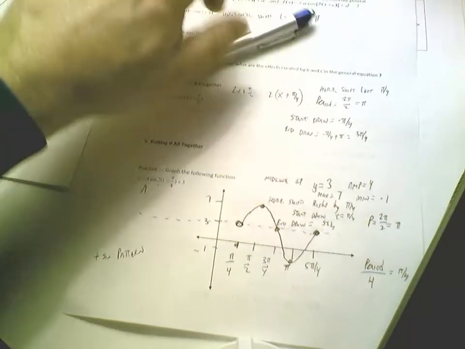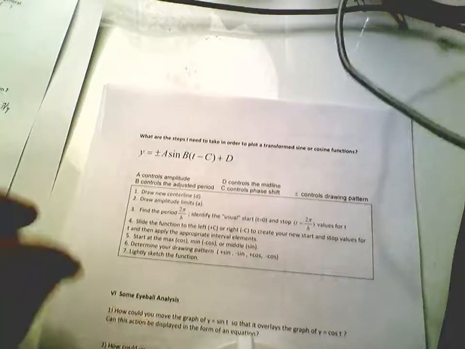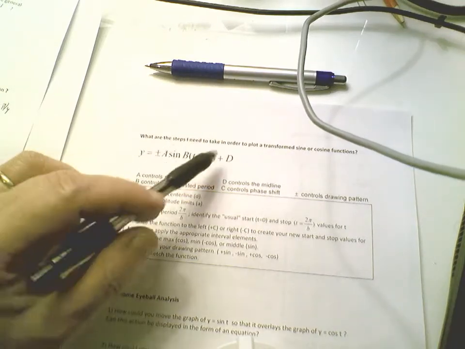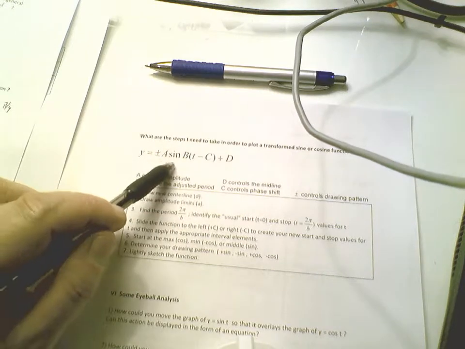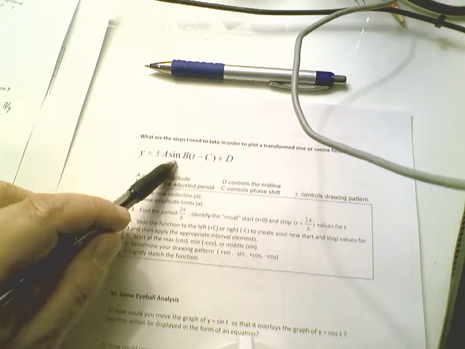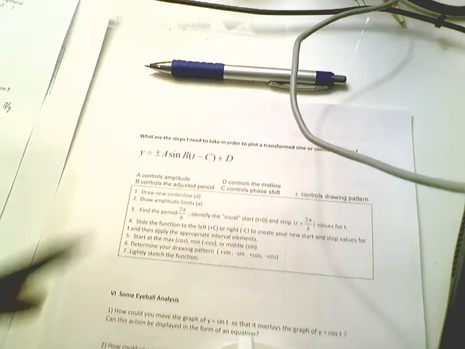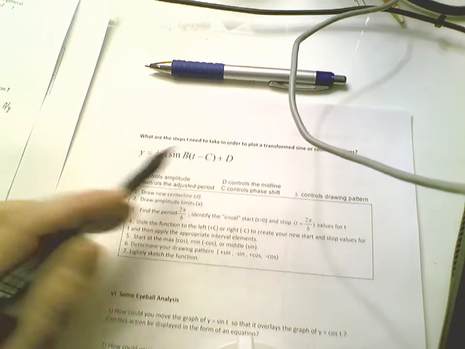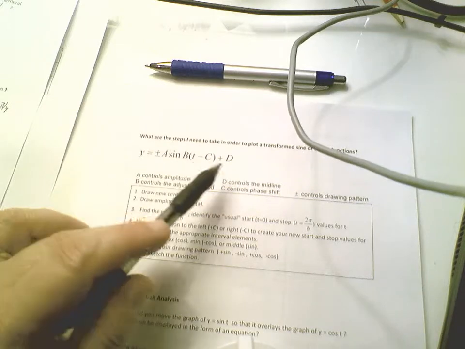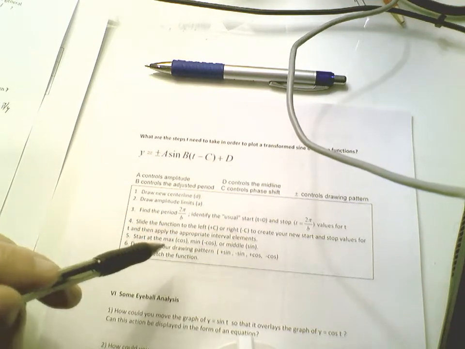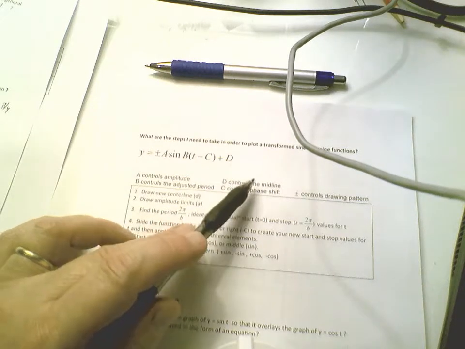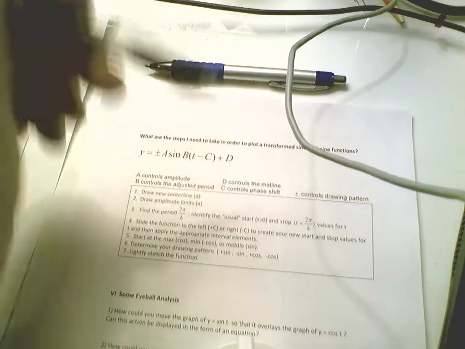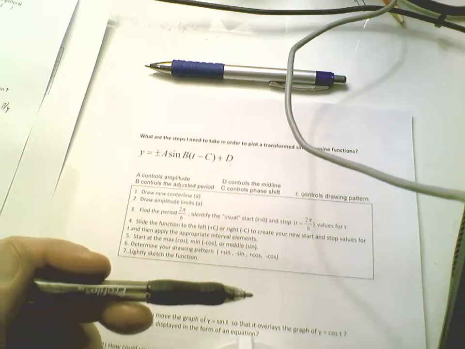Let's put it all together one more time visually with what you see right here. What are the steps needed to plot a transformed sine or cosine function? Here's your generic function. I happen to use the sine, but you can interchange cosine right below. Just doing this to save ourselves some time. Here's the bottom line. D, I'm using capital letters here just for the visual, controls the location of the midline. If you see a plus D, you know exactly where to put your midline: plus D, put it up in positive territory; minus D, your midline is somewhere in negative territory.